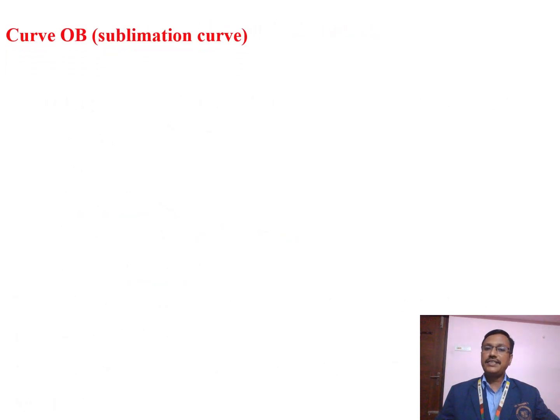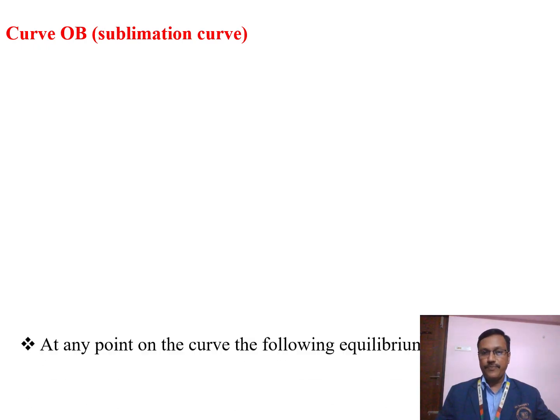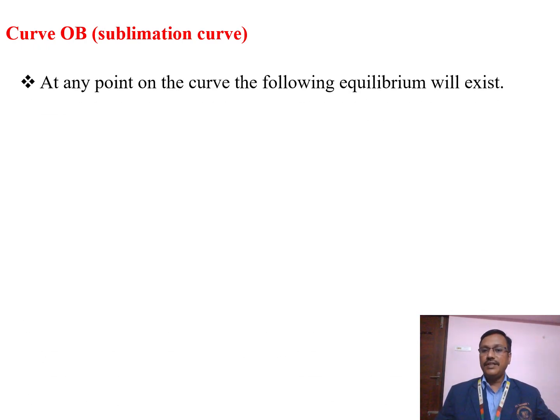Then we are going to the next case. Case number 2, curve OB. It is known as sublimation curve. What is the sublimation curve? It is the equilibrium between sublimation. What are the components in sublimation? One vapor and one solid ice. At any point of the curve, the following equilibrium will exist. What are they? Ice and vapor.